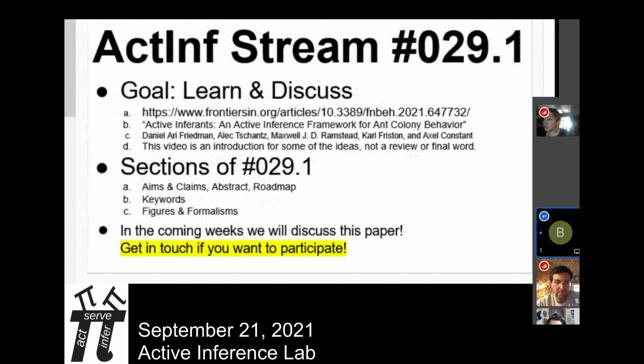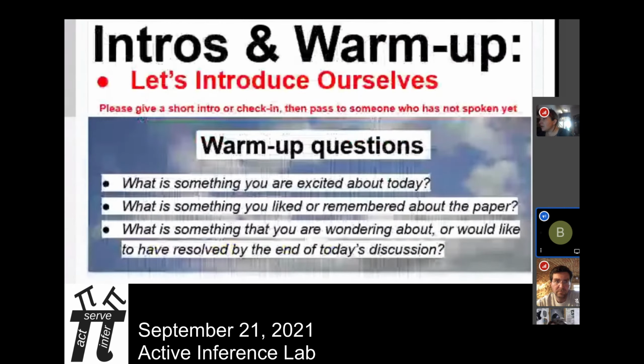Today, our goal is to learn and discuss this paper, An Active Inference Framework for Ant Colony Behavior. We will maybe be going through some of the aims and claims, keywords, figures, and having a discussion around this paper. So just to start off, we will go around and introduce ourselves and then start off with some warm-up questions.